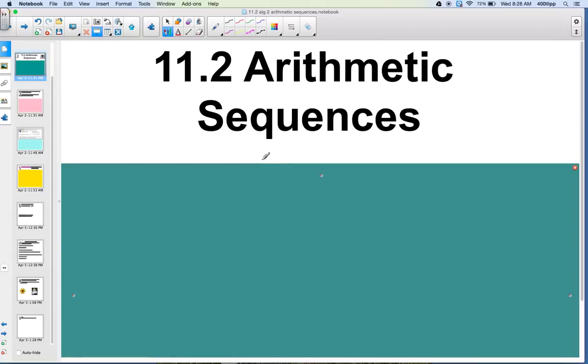Okay, today we're going over 11.2 arithmetic sequences. So this is moving on from 11.1, and yesterday we talked a little bit about different types of sequences. So today we're going to focus on arithmetic sequences.